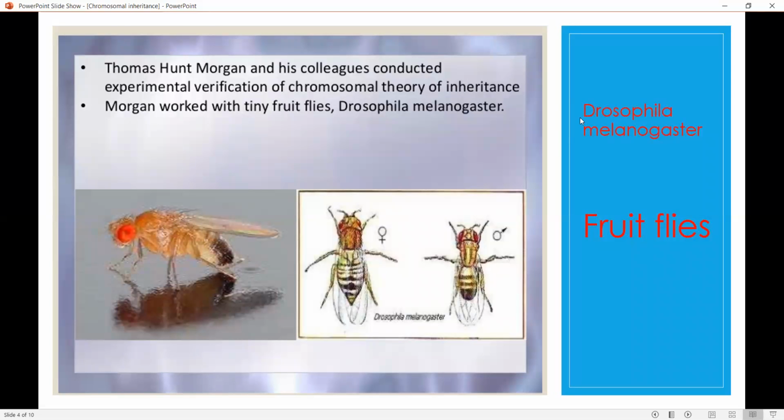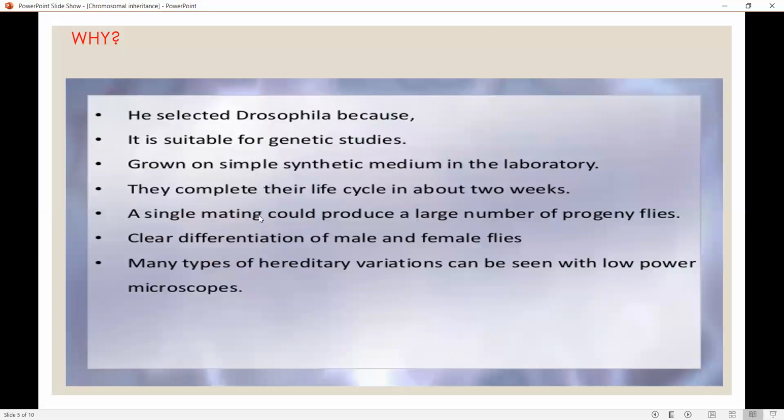After that, the chromosomal theory of inheritance was also described by Thomas Hunt Morgan and his colleagues, who conducted an experimental verification of the chromosomal theory of inheritance. Morgan used fruit flies in his experiment. It is the common name, and the scientific name of the fruit fly is Drosophila melanogaster. Here you see Drosophila melanogaster, with male and female fruit flies. So why did Morgan select Drosophila, the fruit fly? He selected Drosophila because it is suitable for genetic studies.